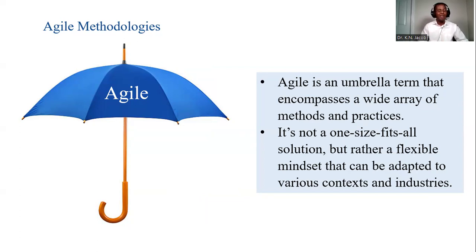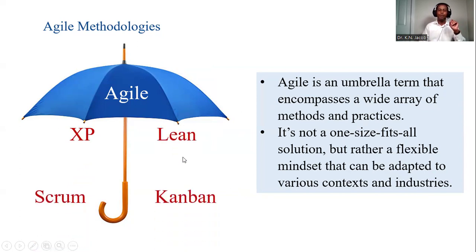And I tell you, there are hundreds and hundreds of methodologies that actually employ Agile values, Agile philosophy, Agile mindset, Agile way of thinking. But let me just mention 4. Let me call out 4 of them, the most popular. One is extreme programming, or XP, then lean. Number 3 is Scrum, and number 4 is Kanban.